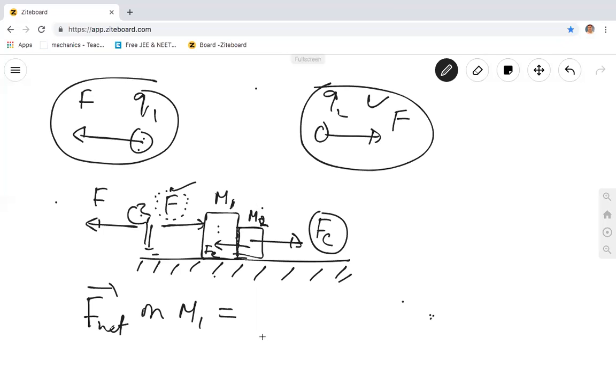Net force on M1 is both the reaction force from FC and the force from the person. Okay, write it down. F minus FC. That is good. Now you are understanding. What is the net force on M2?